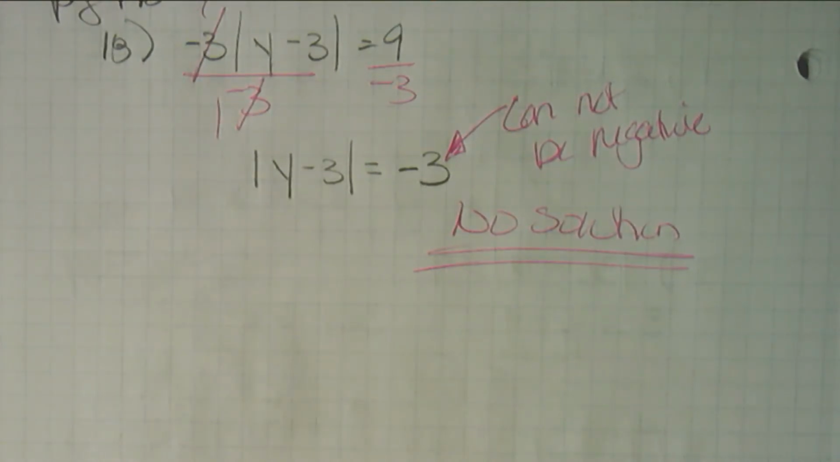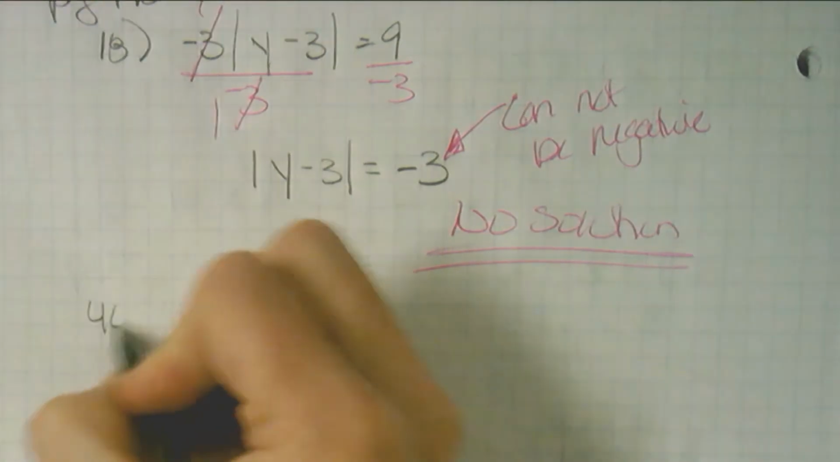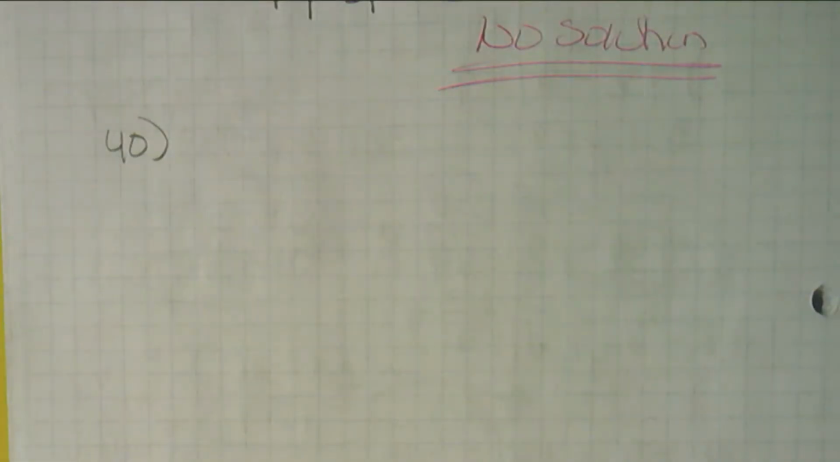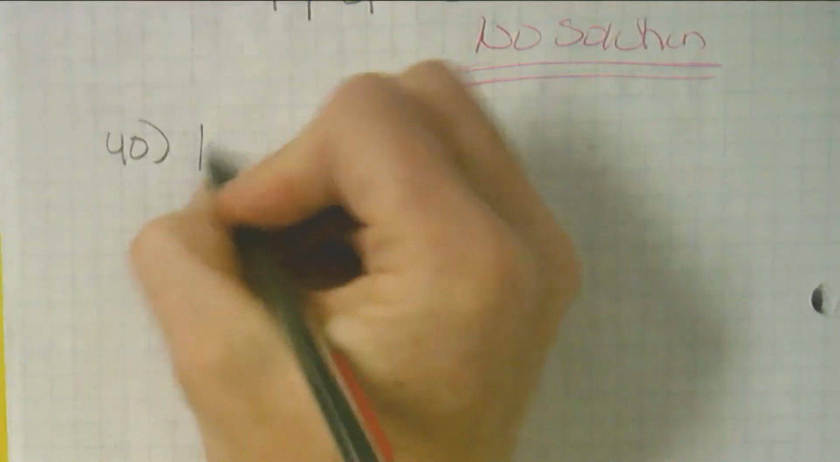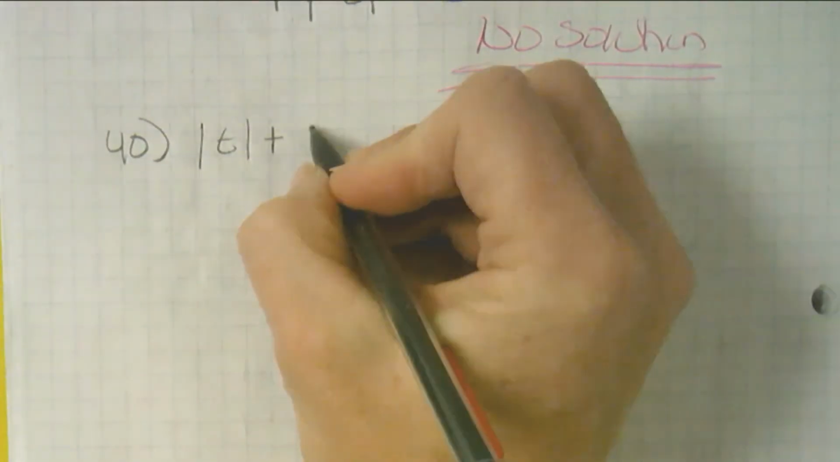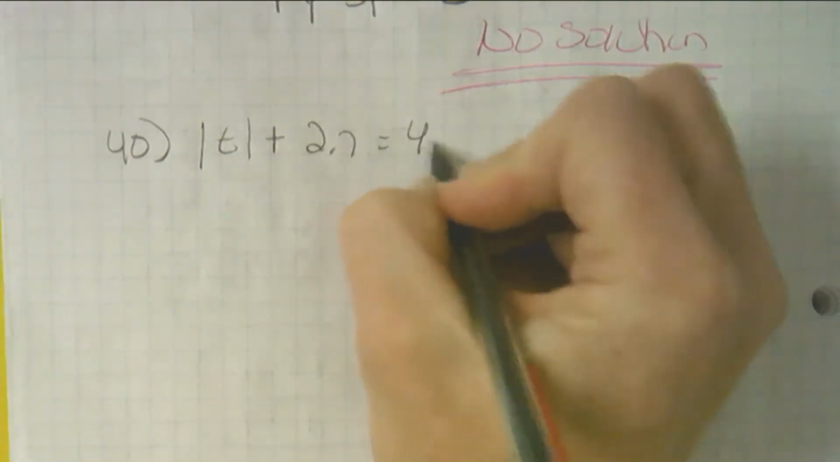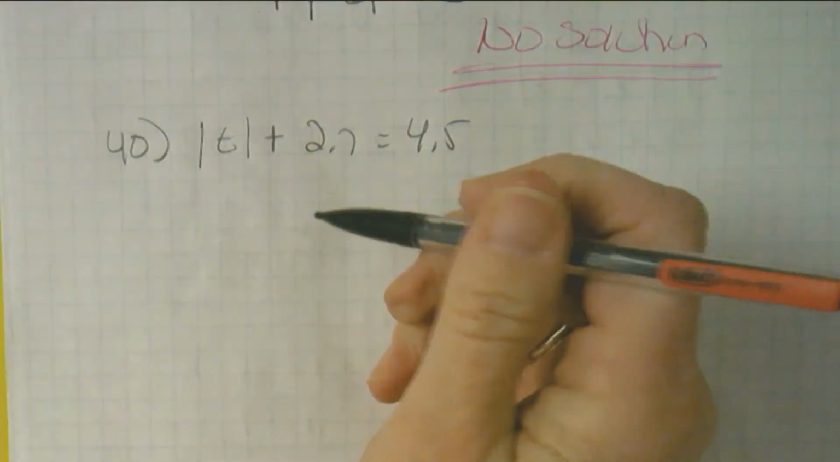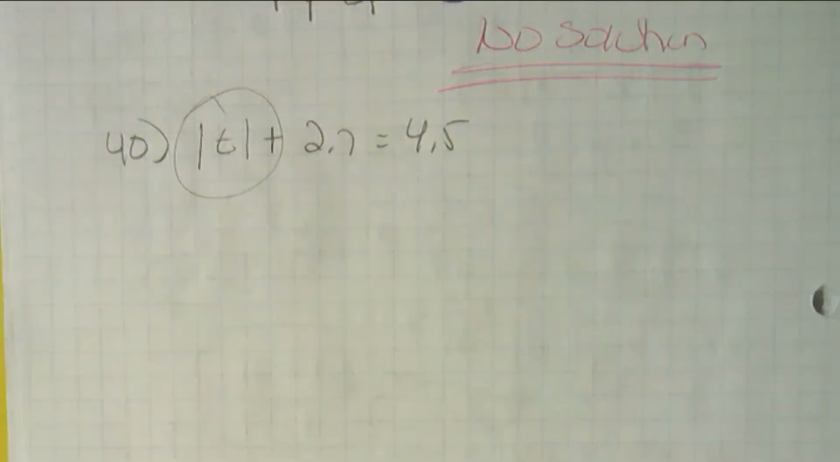Isabella? 40. Let's take a look at 40. All right, number 40 says, I have the absolute value of t plus 2.7 is equal to 4.5. Is this the one you're talking about? Okay. I need to get that absolute value completely alone. I cannot split it right now. What am I going to do to get that absolute value alone?